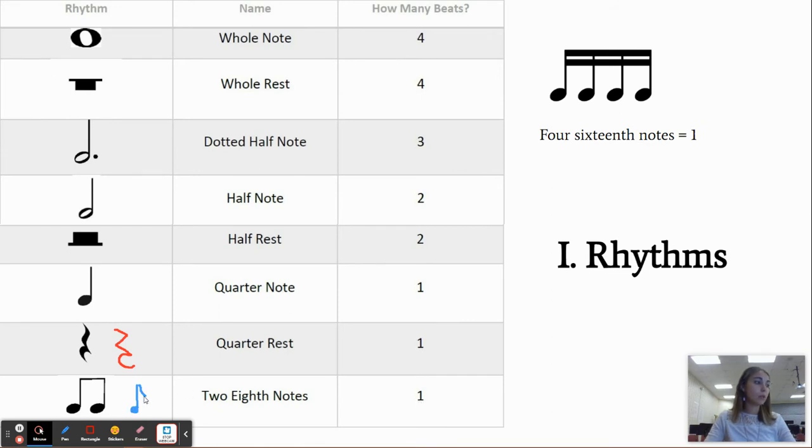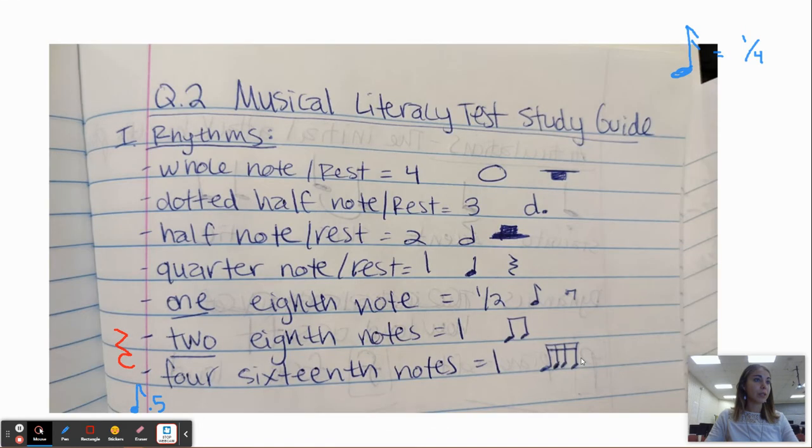So 1 eighth note would only equal a half, right? 1 eighth note would only equal half of a beat. 1 16th note, with these 2 little flags, would only equal a quarter, 1/4. So 4 fourths put together, 4/4, is 1 whole. Rhythm is fractions. All right, let's go to our next slide.